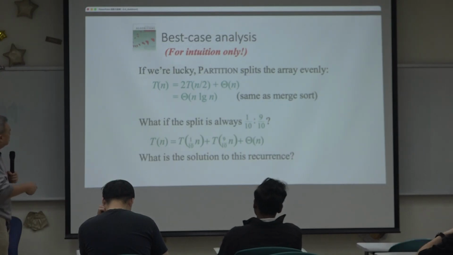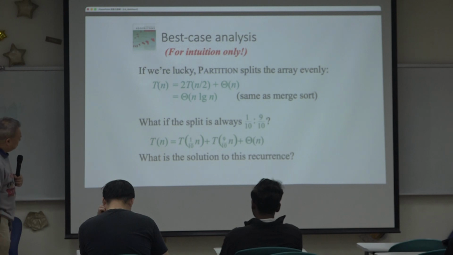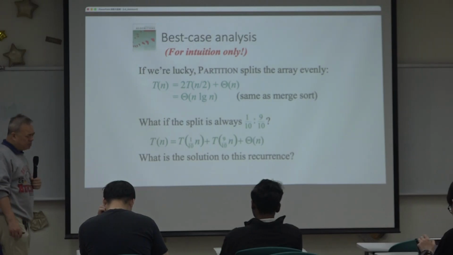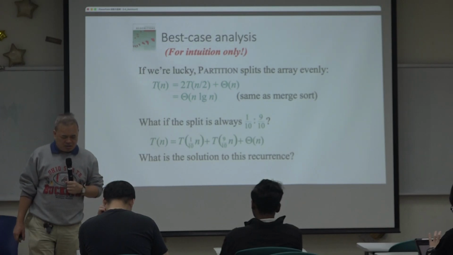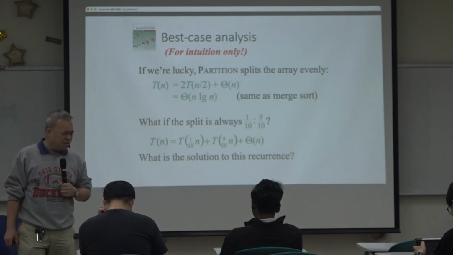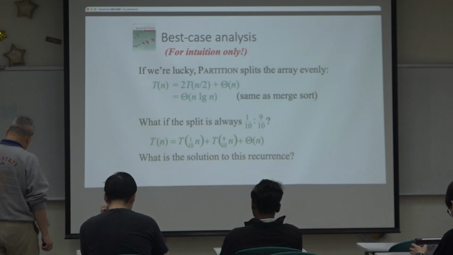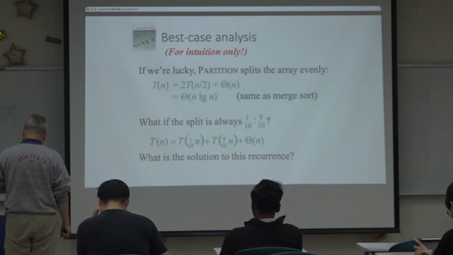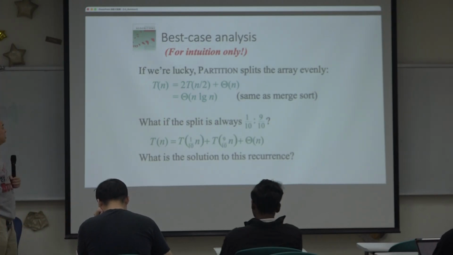If that's the case, quicksort immediately becomes T(n) equals 2 times T(n/2) plus Theta(n). We know this one from merge sort: it is Theta(n log n). It's the same as merge sort, so this is pretty good, but it comes with an assumption: the partition has to be done right.